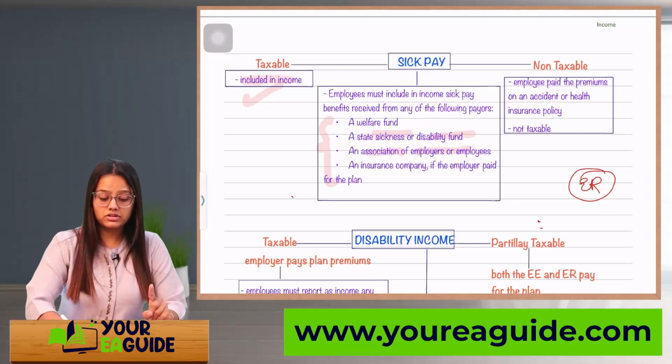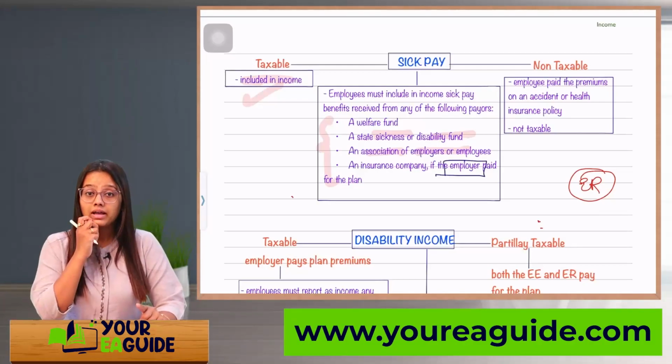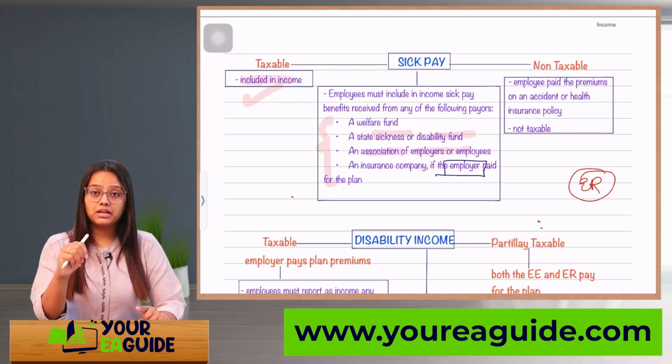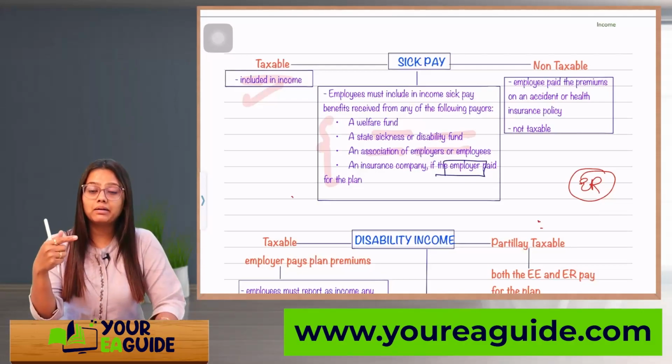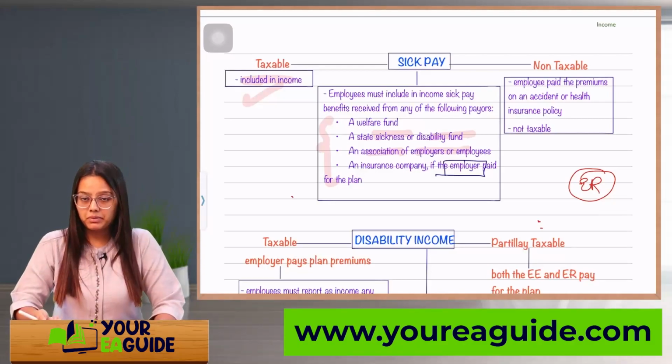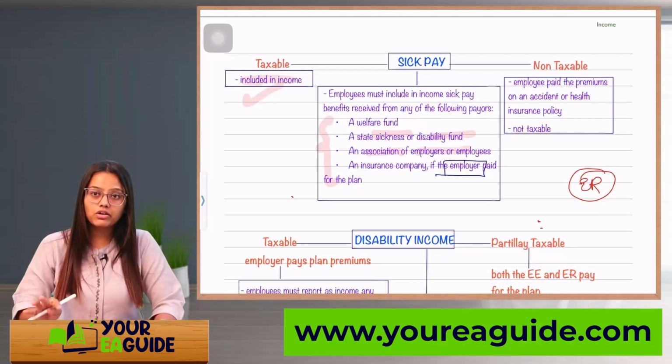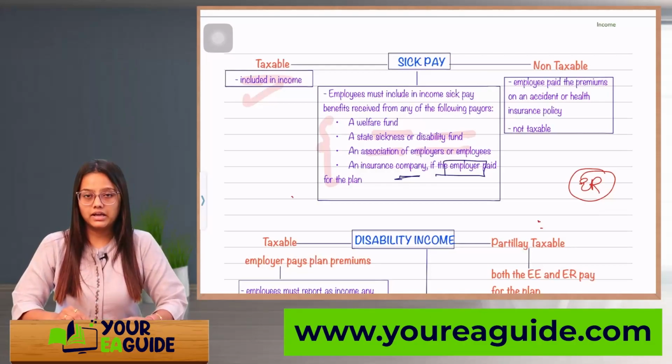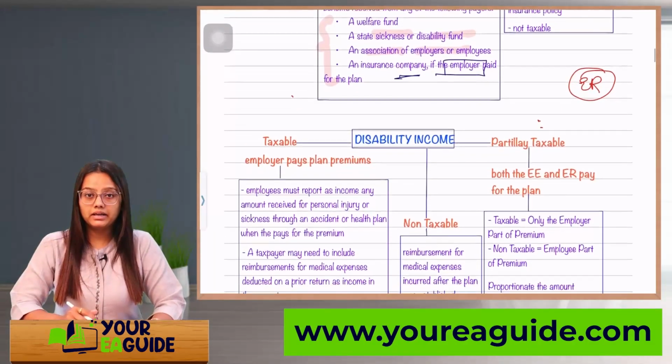But please mark this word, you will be trapped in this word. If any insurance company, if the premium was paid by the employer when you were working, if you are paying the premium for yourself and now you are receiving the sick pay from the insurance company, then it is not taxable. Okay, got it? Next is disability income.